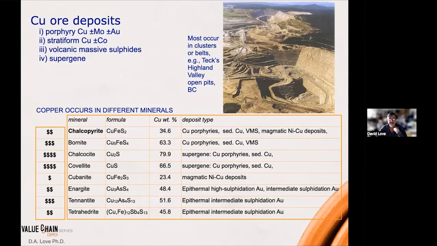Each one has a different actual weight percent copper. The most common one is at the top of the list, chalcopyrite, but the ones with the richest copper, like chalcocite and covellite, are partway down this list. And over here on the right-hand side, it says which kind of deposit these are most commonly found in.